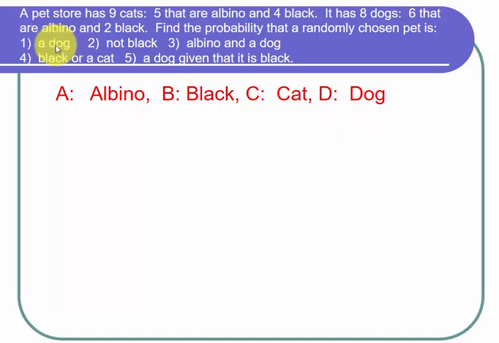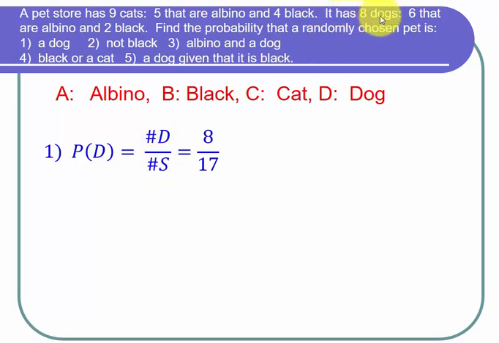Let's start with number 1. We want to find the probability that this randomly selected pet is a dog. So the definition of probability says that the probability of being a dog is equal to the number of dogs divided by all the different things that could happen, all the different pets that we have. So if you look at the dogs, it has 8 dogs. So 8 is the numerator. And the total number of pets, there were 9 cats and 8 dogs. That's 17 pets. So 17 is the denominator. And that's the answer to question 1.